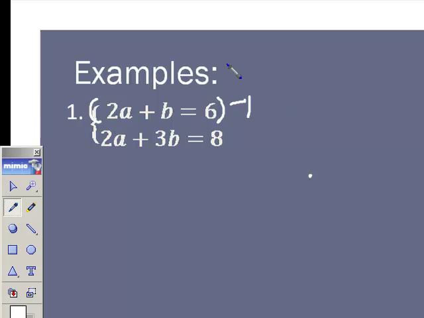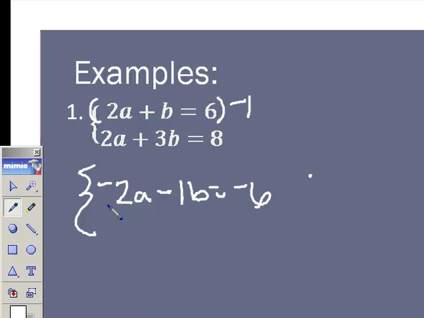We're distributing that -1 inside. Now we're going to rewrite our equation. -1 times 2a is -2a. -1 times b is -1b, right? Equals -1 times 6, -6. Our second equation is going to stay the same.